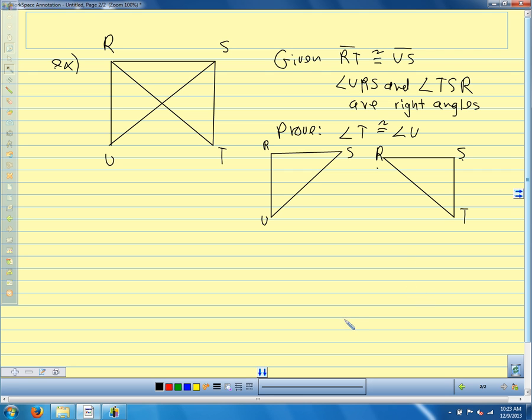Well, now it's easier to mark the parts that they say are congruent. So it says RT is congruent to US. So these two sides are congruent. So I'll mark those.